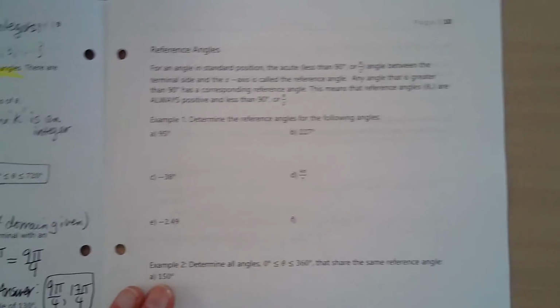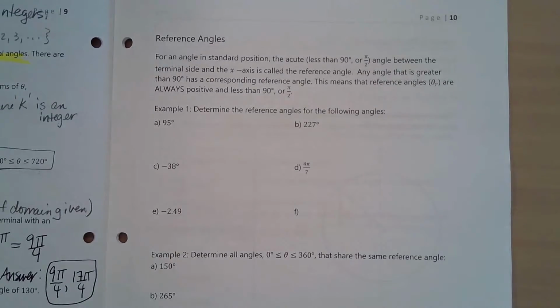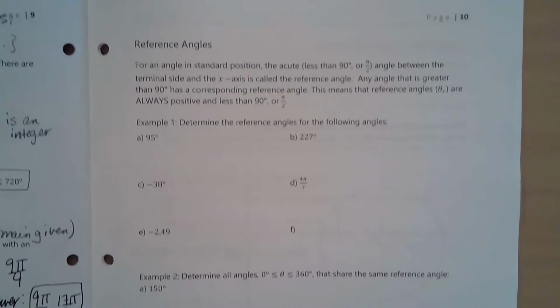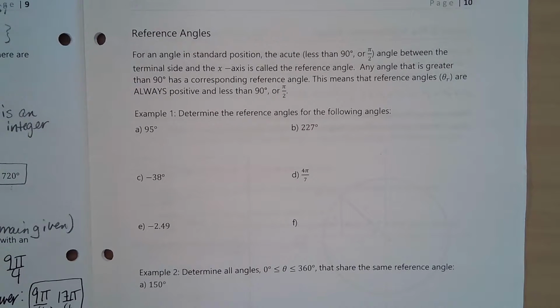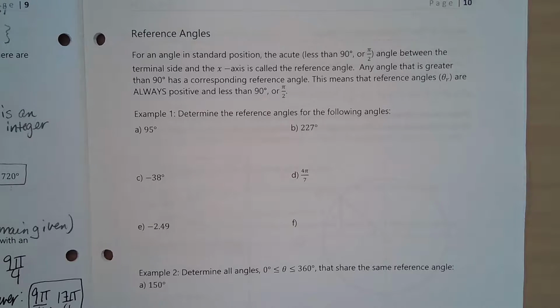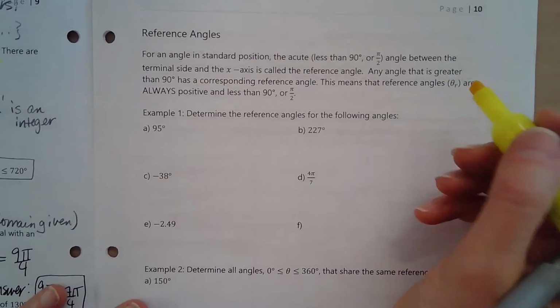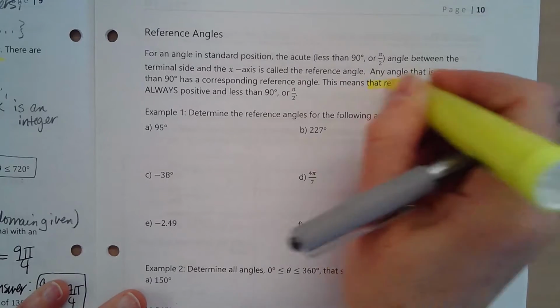Now we're getting into stuff that is more relevant, more valuable for us. Now we know about standard position. For an angle in standard position, the angle between the terminal side and the closest x-axis is called the reference angle, which your book referred to. Any angle greater than 90 degrees has a corresponding reference angle. This means that reference angles are always positive and always less than 90 degrees. So that's really important to remember.